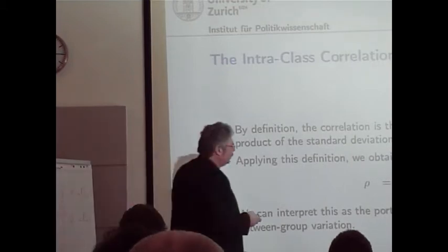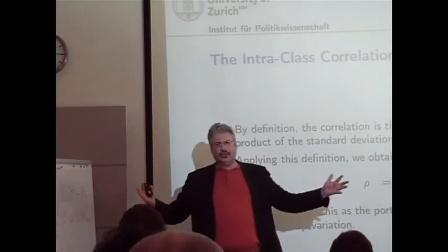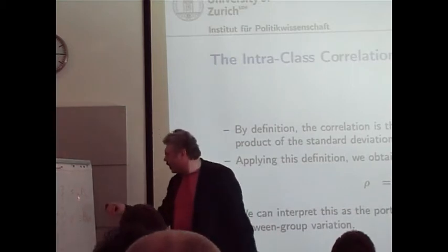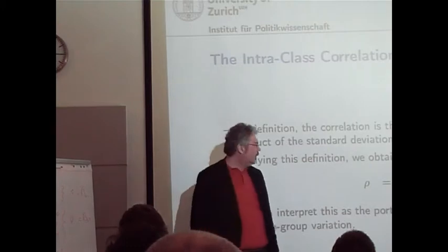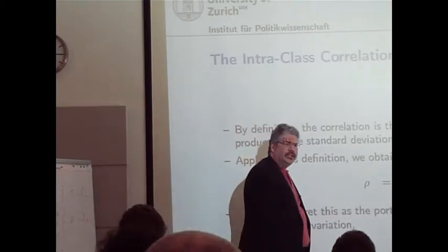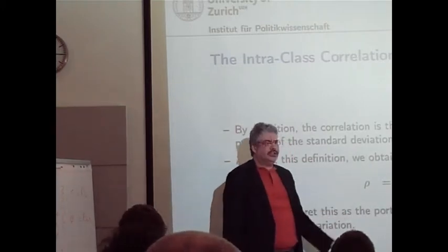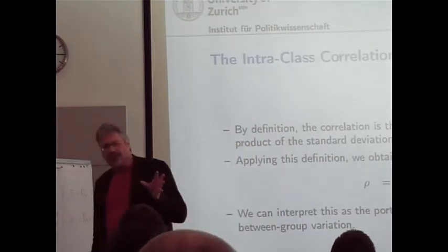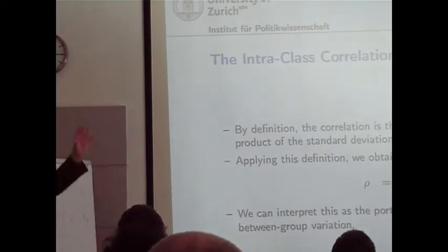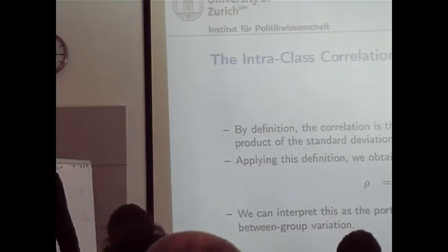So if there is no variation between the groups, because unlike this illustration, the group means are all the same, then tau 0,0 is 0, rho is 0, which for the analysis would imply you might as well assume that you have a set of independent observations. You don't have to worry about it.